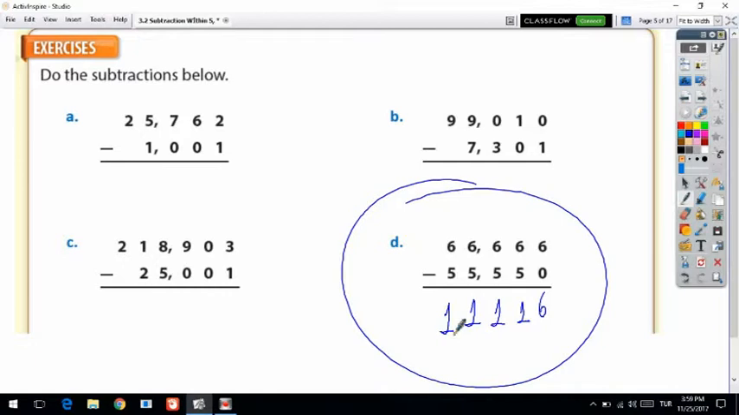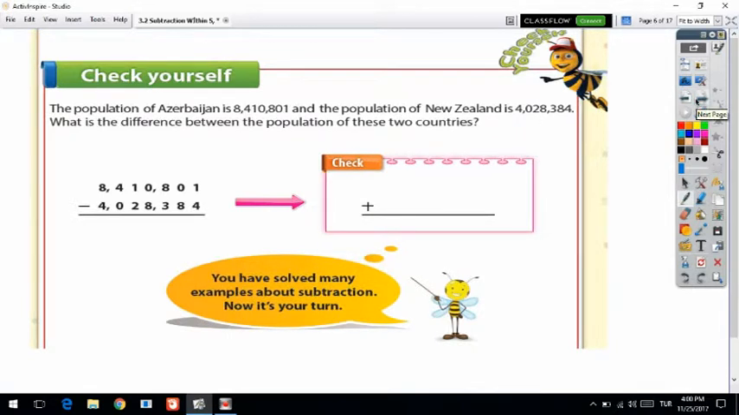So after every 3 digits we put a comma, right? 1, 2, 3, comma. So your answer is 11,116. Okay, so it's easy to solve this kind of question because it was the same kind. Now check yourself. It's a little bit hard. No, not a little, because we solved one like it 2 pages ago.